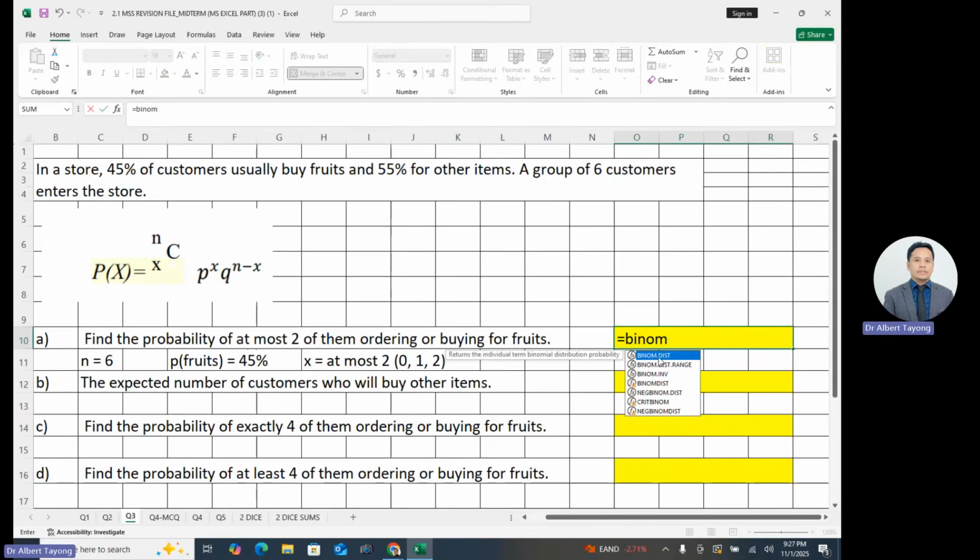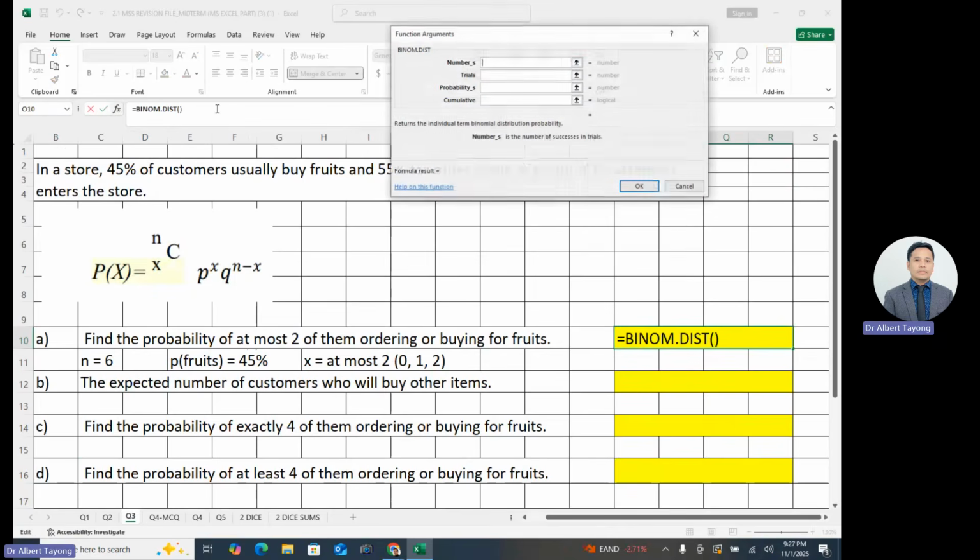So it's very simple, equals binom. Okay, the first one, binomial distribution, double click FX, and here read. We have the first row here, the number of successes in trials. So X is the number of successes in trials. It could be 0, it could be 1 or 2. That's the meaning of at most 2. So we just pick the highest. The highest is 2. Excel understands that it's going to calculate from 2 and below until 0.